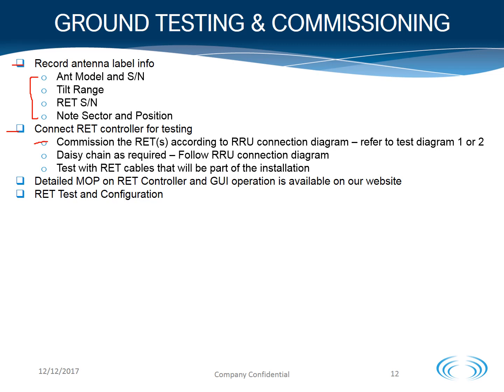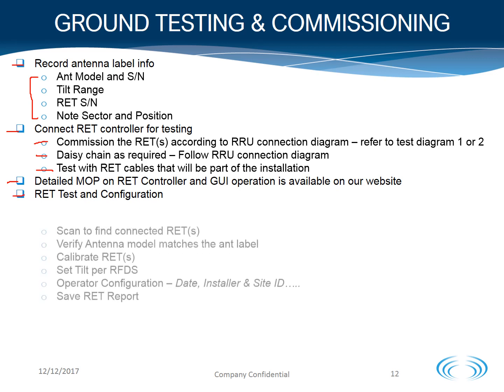We strongly recommend that if the RRU will control the RETs through the RF port, follow test diagram 1 that incorporates the bottom smart BIAST for testing. If daisy chaining is required, follow the RRU connection diagram and make sure to test all the RET cables that are used for daisy chaining to verify there are no issues. We also have available a detailed map on the RET controller and GUI operations on our website. RET testing and configuration.